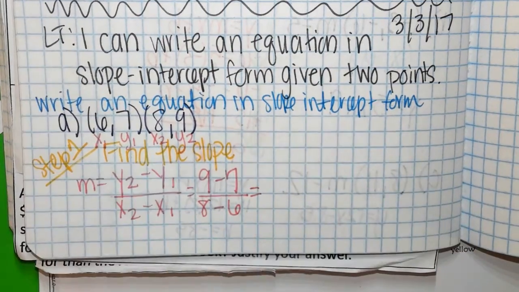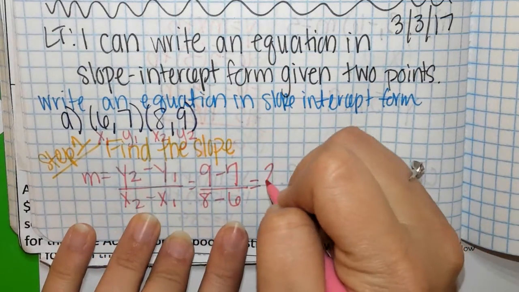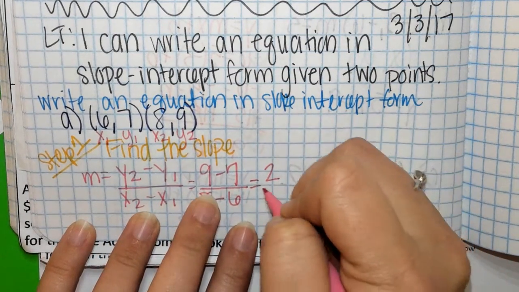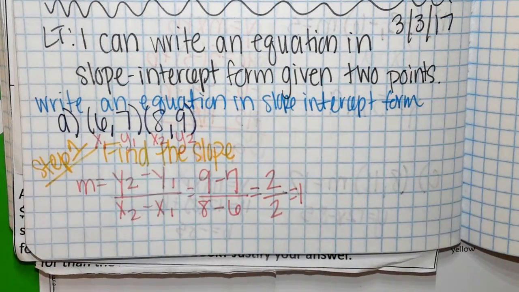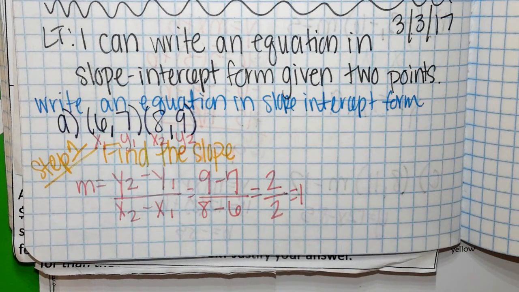Alright, so what's 9 minus 7, children? What's 8 minus 6? And it reduces to 1. Who agrees with that? Good job. Did everybody get that without me? If you got it before I did, take a point. We got 3 points.